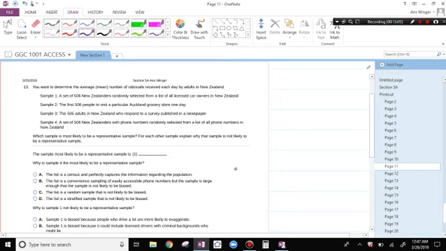You want to determine the average number of robocalls received each day by adults in New Zealand. Which sample is most likely to be a representative sample, representative of everybody? Let's see here. It should be sample 4.